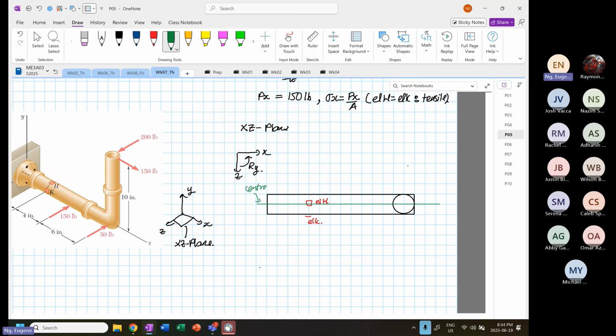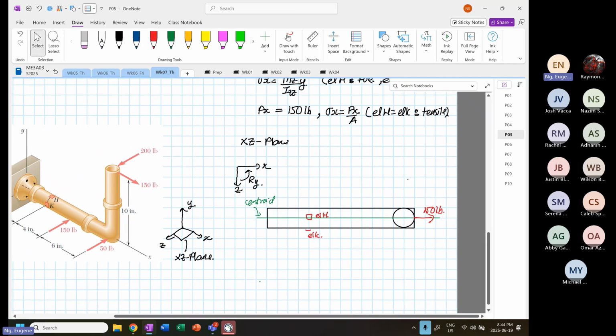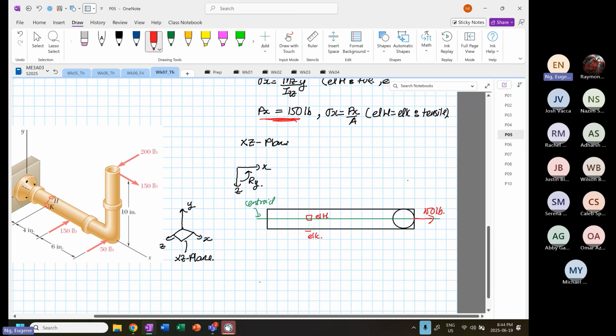Now, by drawing this centroid, you can see something very obvious. You can see now our 150 pounds is exactly in line with our centroid, yes or no? That is why it's generating an axial load. Can you see that? It's so much clearer from here. And then you have your 200 over here.